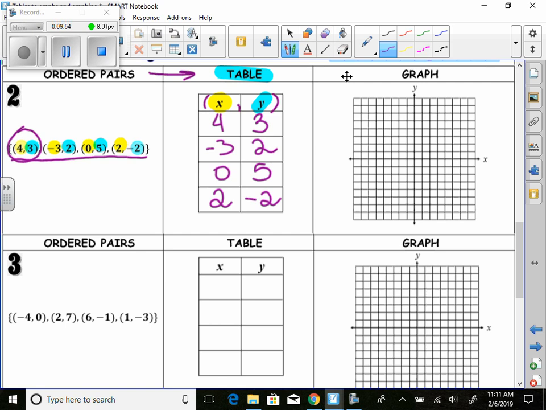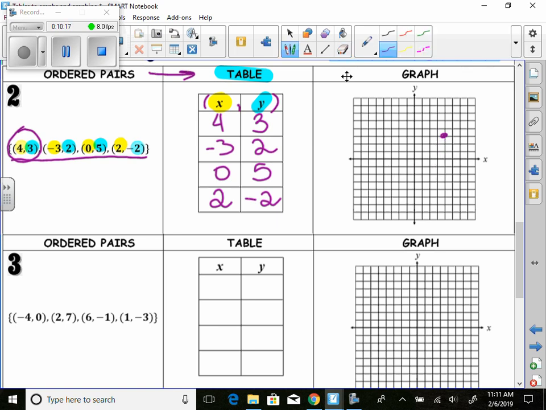So 4 and 3, I'll start at the origin. My graph isn't labeled, but I'm just going to count the steps. You can number your graph if you want, but you can just count your units. So 4, 3 is 4 to the right, 1, 2, 3, 4, and 3 up. 1, 2, 3. So that's my first point.